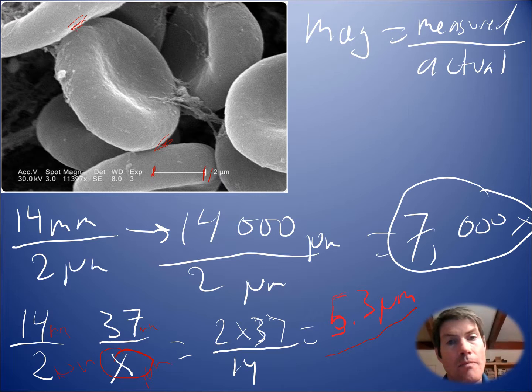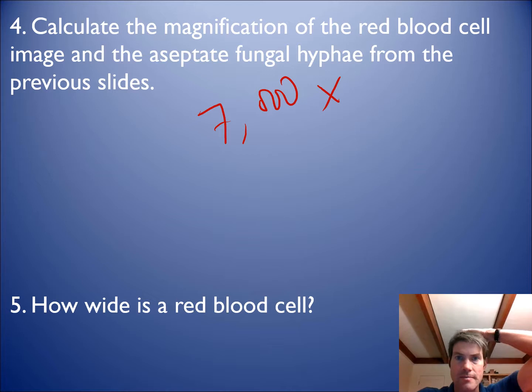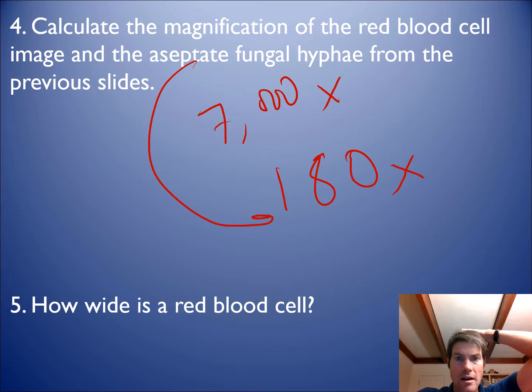So that's the actual. If you look at that, it makes sense. Look, 2 is about this, right? So it's at least 4 and a half. So 5.3, that seems pretty reasonable. Always check your math, see if it seems reasonable. And that's what we had. You can look back on those slides. I think there was 7,000x magnification. The aseptate fungi was 180x, and the red blood cells were 5.3 microns wide.